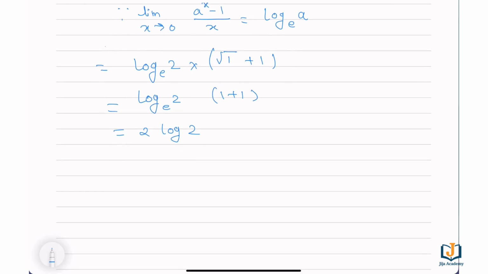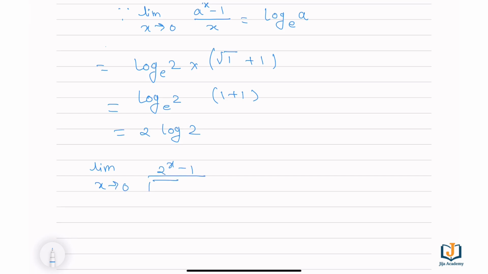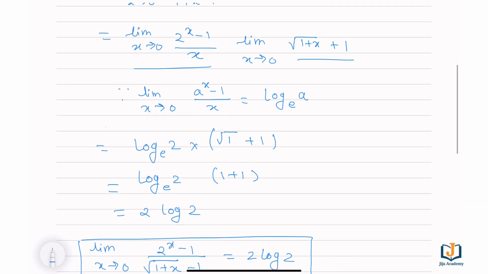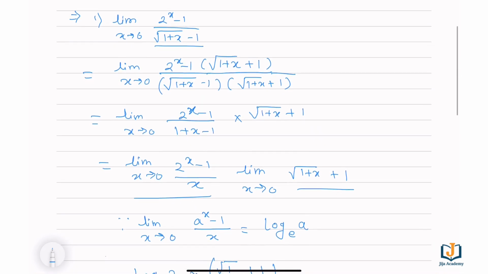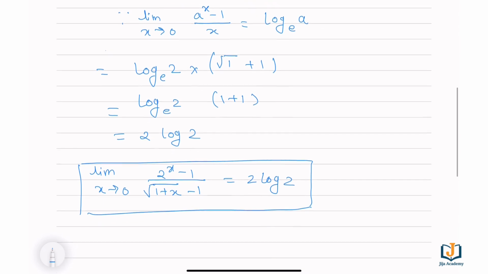So limit x tends to 0, (2 to the power x minus 1) upon (under root of 1 plus x minus 1) is equal to 2 log of 2. This is the answer. Moving to the next problem.